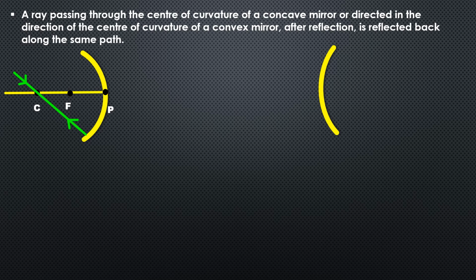And in case of a convex mirror, light cannot actually pass through the center of curvature because it is behind the mirror. So here light is just directed towards the center of curvature. That means if I extend the light ray, it will appear to pass through the center of curvature. Then such a light ray will also reflect back along the same path. So this is the third rule.